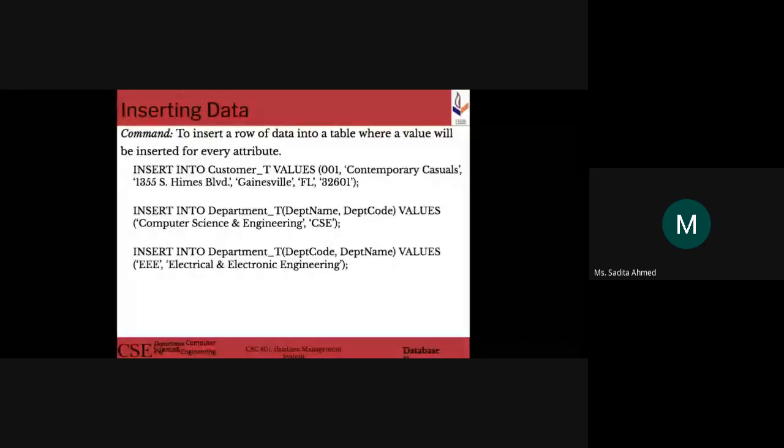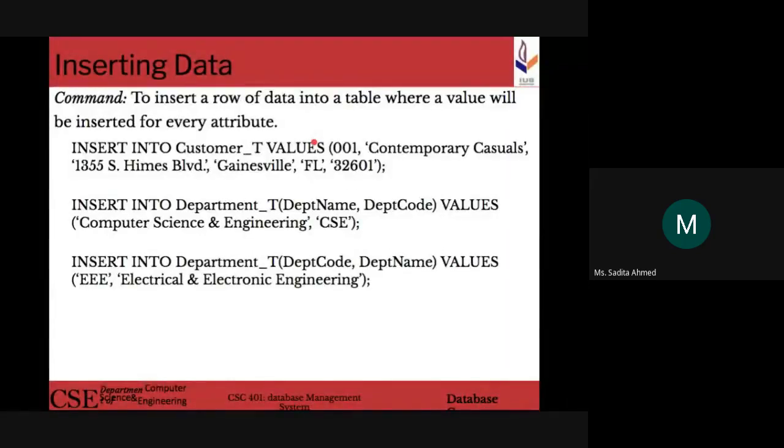So basically, what we need to remember is that if we execute the command in such a manner, we must place the values in the respective position corresponding to the positions of the columns in the table based on the order that we've created, right? The order must match. Table e je column ta age oi column er value amake age boshate hobe, je column pore oi column er value pore boshate hobe, like that.